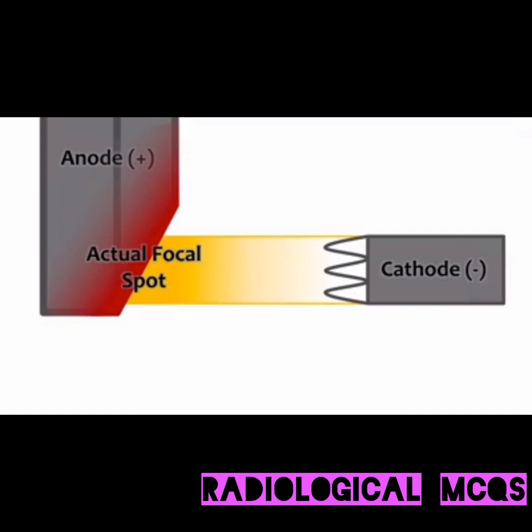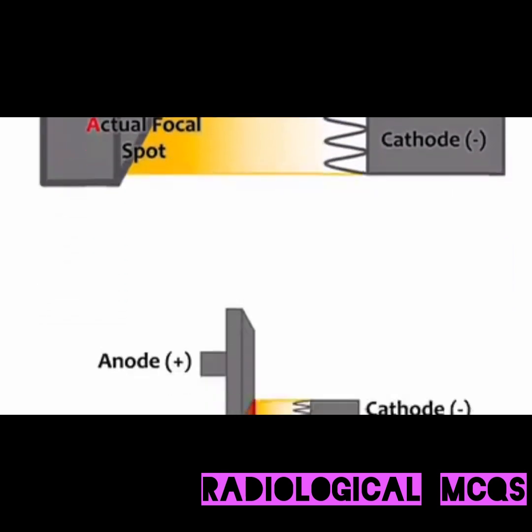Within the anode target, the area where the majority of this heat is produced is called the actual focal spot. I always remember this relationship since anode and actual focal spot both start with the letter A.